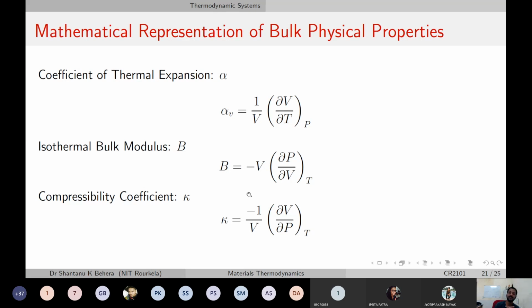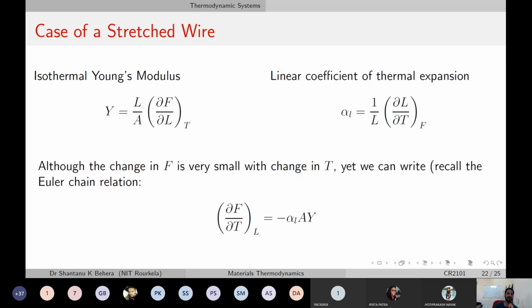So likewise, many different physical properties can be explained or represented in the thermodynamic way, right? We can look at some of those things. Like what's the case of a stretched wire?